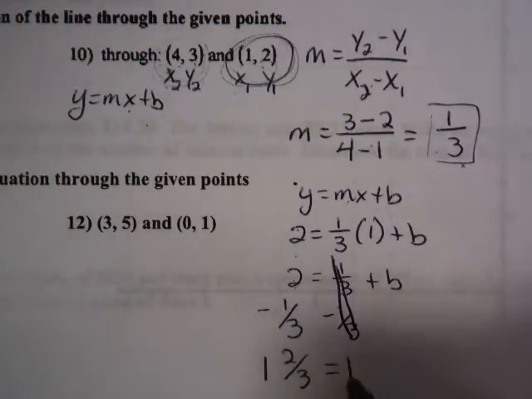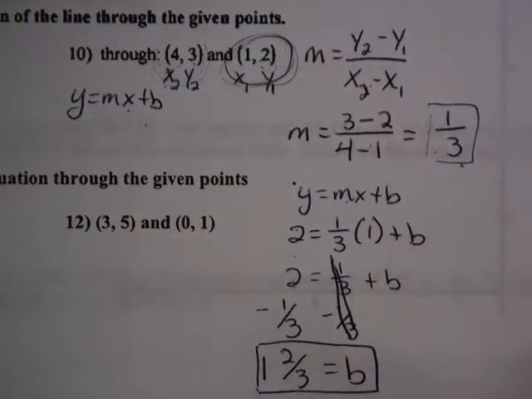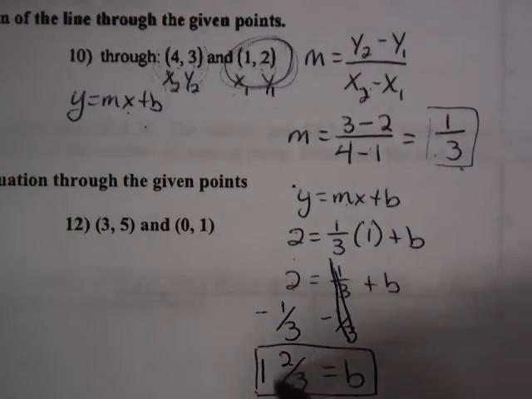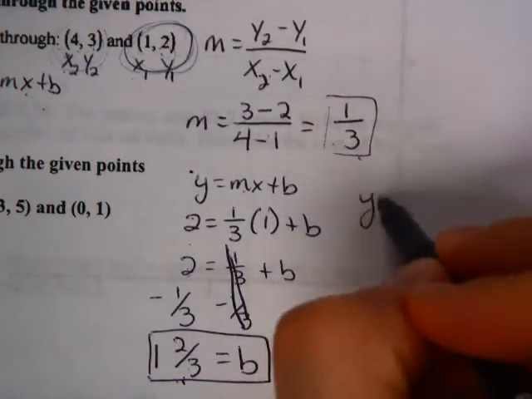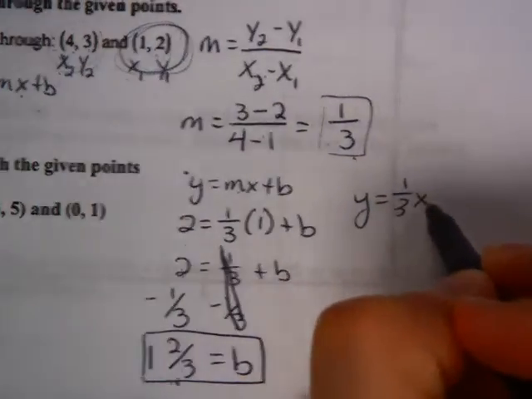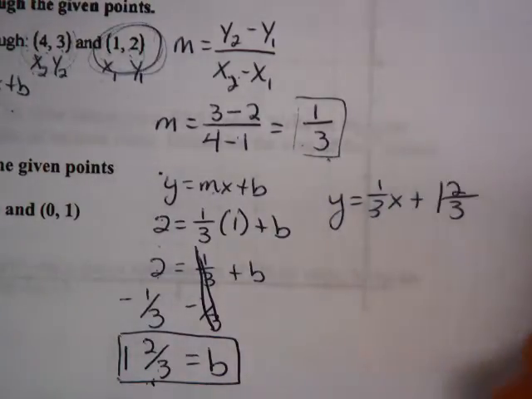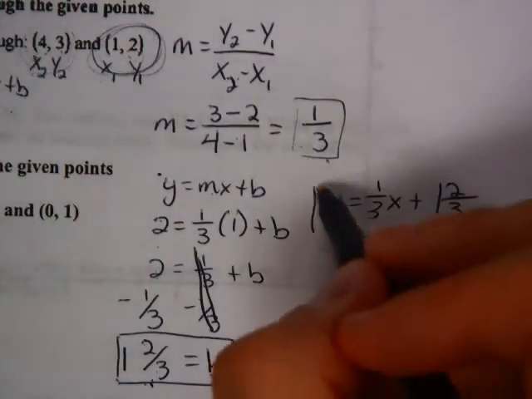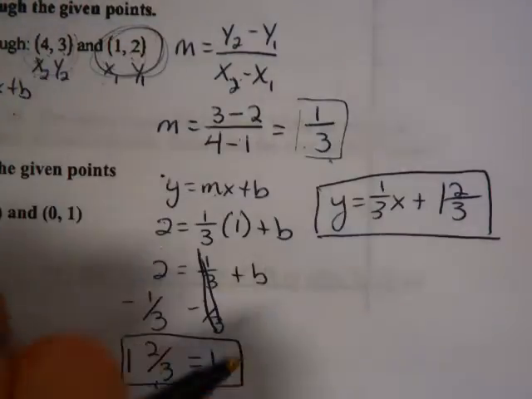And if you don't know where I got that, please look it up. It's subtracting fractions from whole numbers. We're not done. All we've done is gotten our y-intercept. So our equation is going to look like this. Y equals 1/3 x, and this is positive, so positive 1 2/3. And that would be our equation for number 10. You need to complete 9, 11, and 12.